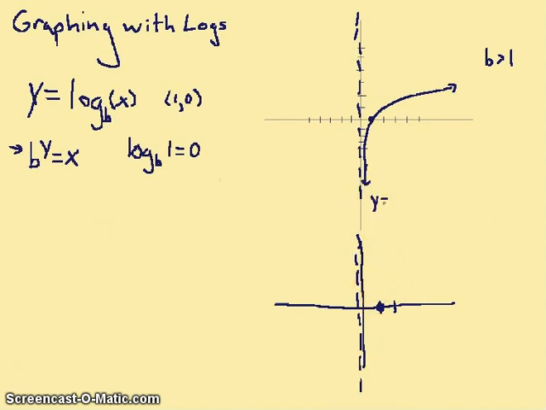Only this time we're going to get one that goes toward the asymptote in the positive direction and away from it in the negative direction. So something like this. That's what our log graph would look like if b is less than 1.